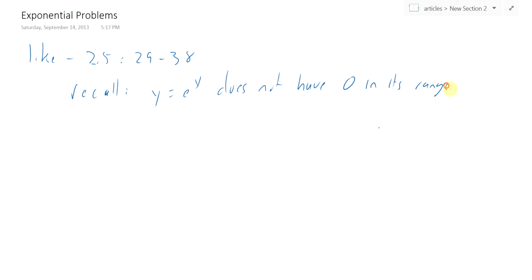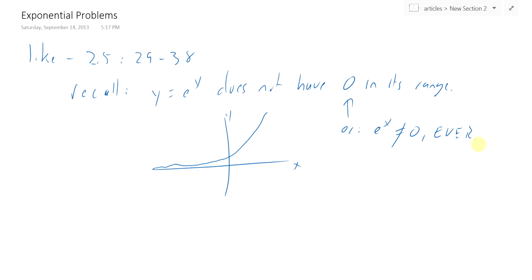When you look at the graph, it starts very close to 0 but isn't actually at 0, and then it goes up. That's my x, that's my y. There's no y equal to 0 for y equals e to the x. To write it another way, e to the x does not equal 0 ever. E to the x is always strictly positive.